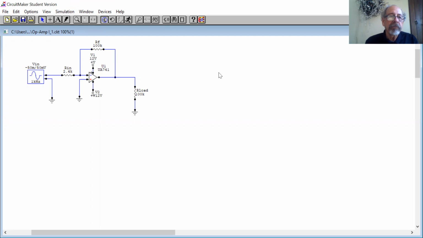This circuit is called inverting amplifier number 1, and if you take a look at it, it's a 741 op-amp. It's got 100K feedback and a 2.4K R in. Notice that the input goes into the minus input of the op-amp, so there will be a phase inversion of 180 degrees. Let's run it and see what happens.